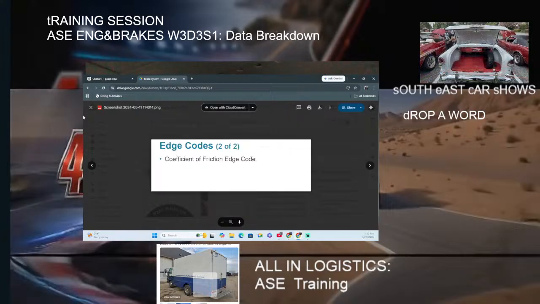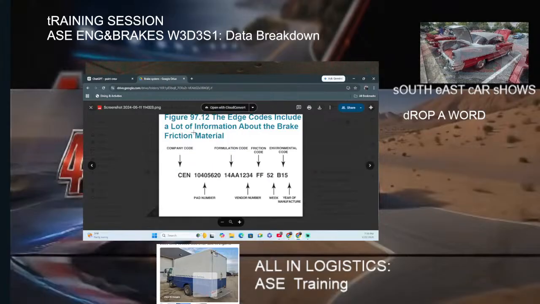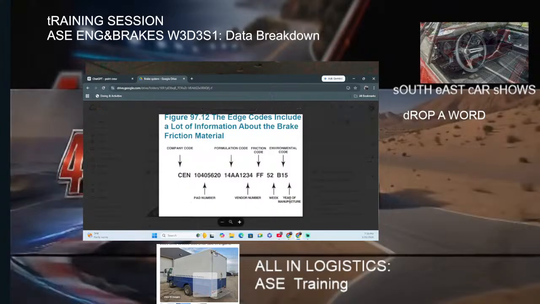Edge code, coefficient of friction edge code. Then we have 97.12. The edge codes include a lot of information about the brake friction material. And I believe that's kind of like what, no, this wasn't what we were looking at earlier. This is on the brakes. So instead of, let's look at it.